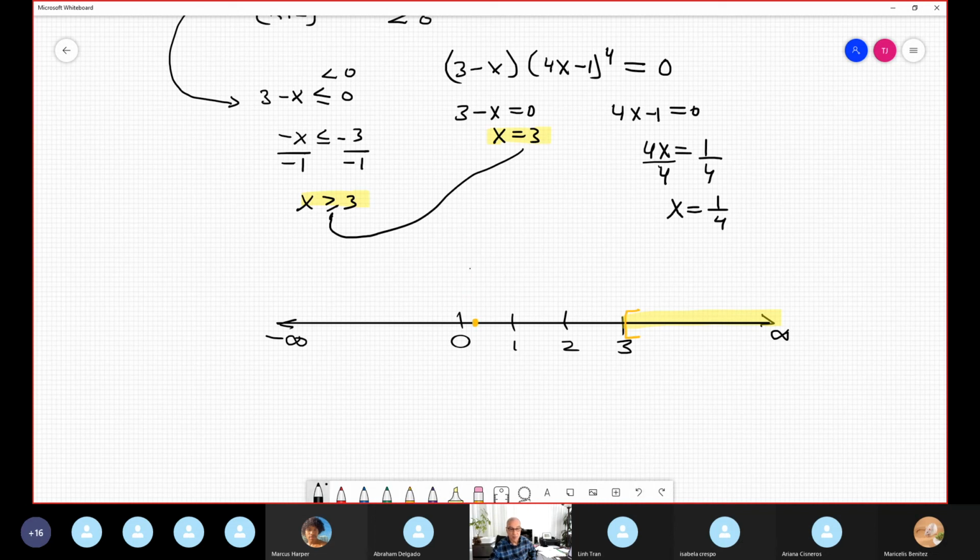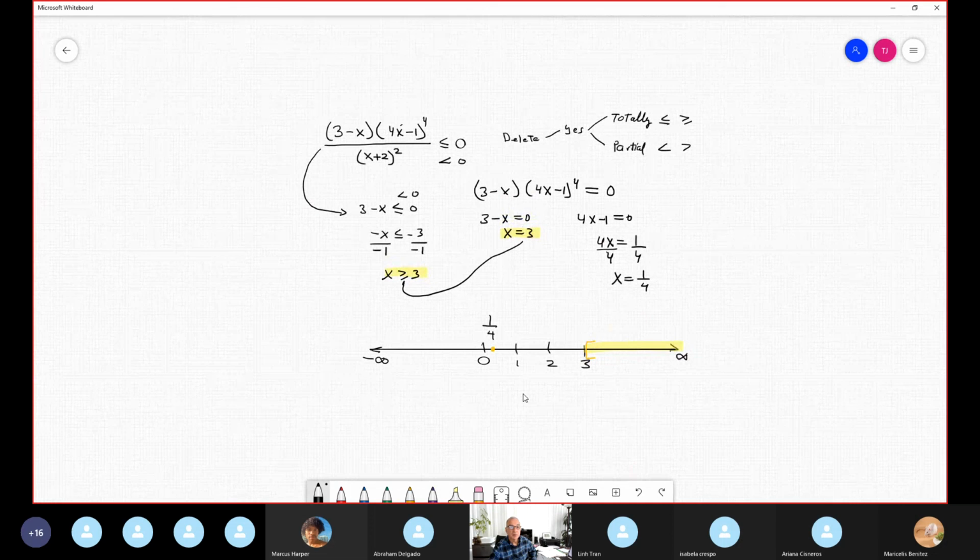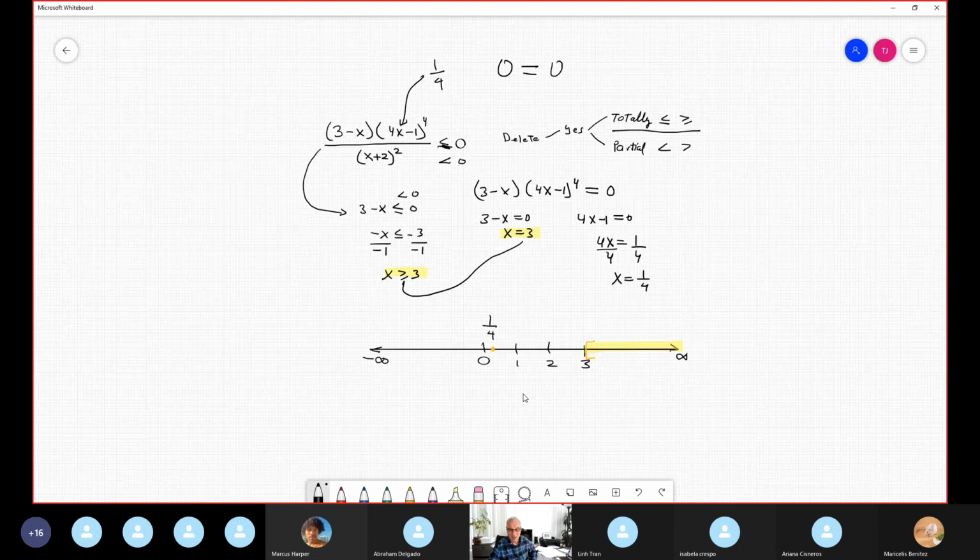It's one isolated point. Because if you plug 1 over 4 in here, the numerator is 0, and 0 is equal to 0. At least that part is true. So you totally delete, but be careful to include inside the solution the 0 of the numerator. That's what I find as an answer. How do you write that? Well, you write it like that.